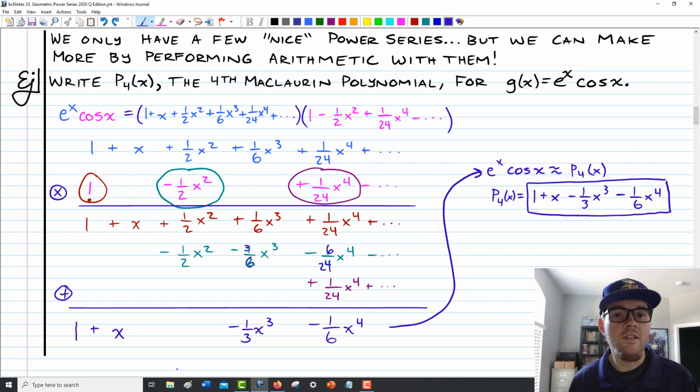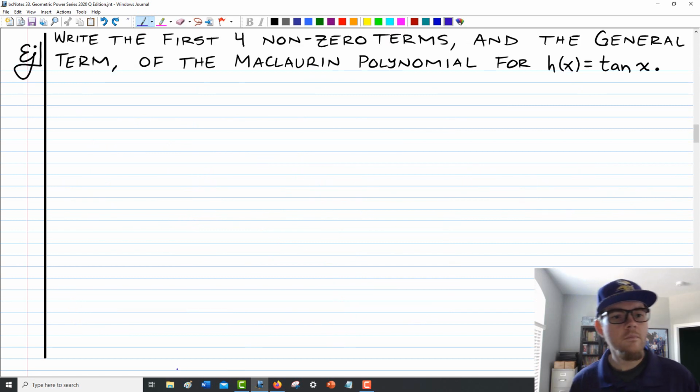So there is our first thing to demonstrate, the arithmetic operation of multiplication between power series. The second thing we want to demonstrate is along the same vein, and once again we want to find some particular terms for a particular Maclaurin polynomial. In this case we want to do it for the function tangent of x.